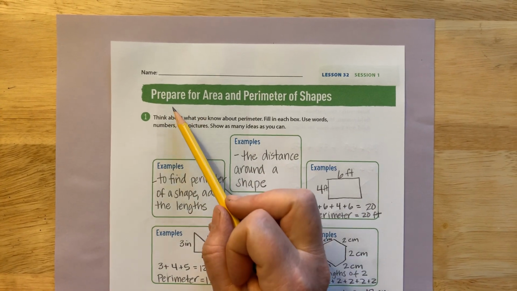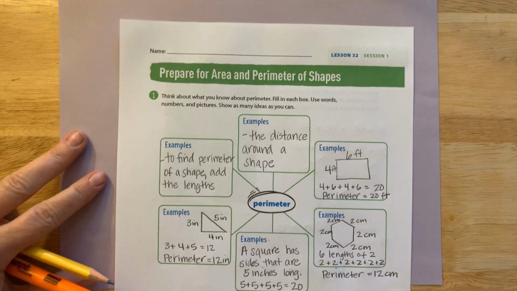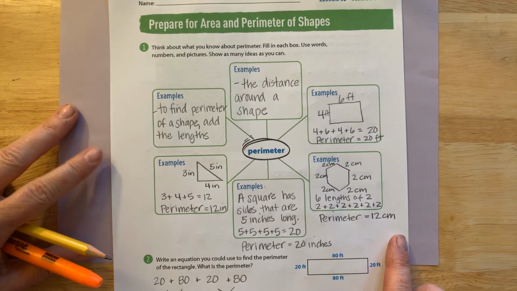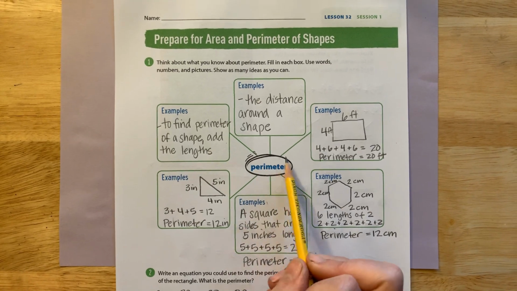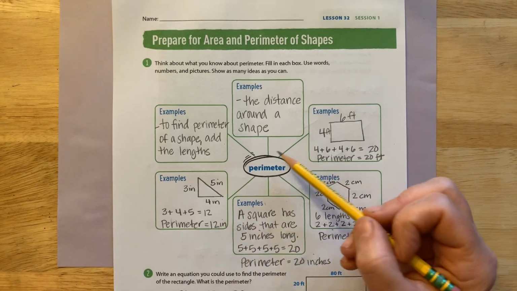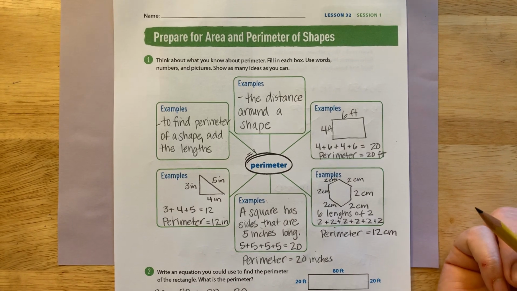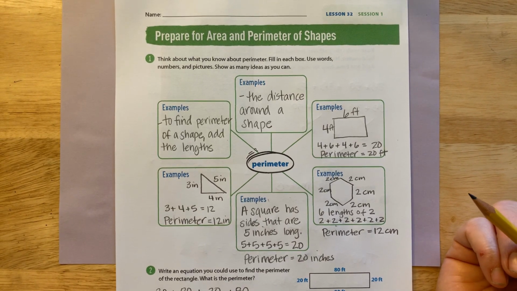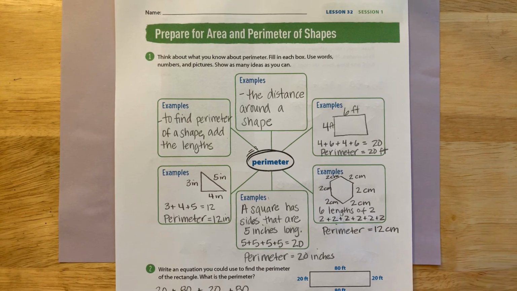You are working to prepare for area and perimeter of shapes. Now remember, in that first number 1, you had to tell me everything that you knew about perimeter. So notice they have the perimeter in the middle, and then they have the lines to the boxes. I'm going to go over some things that I drew, and remember, some things that I have may be different than what you have, but as long as what you have is about perimeter, that's okay.